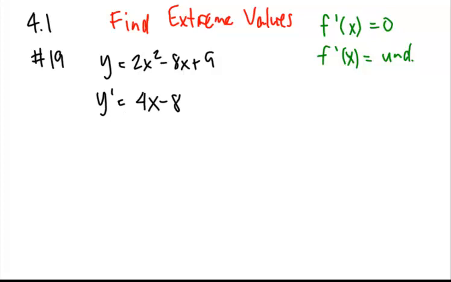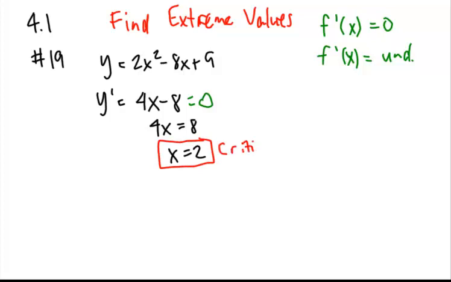And then all you've got to do is set this equal to 0. When you set this equal to 0 and solve it out, you have 4x equals 8, and so x equals 2. This is our critical point right here. This is where our extreme value is going to happen. This is where we have a max or a min.